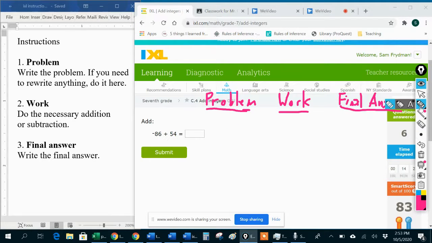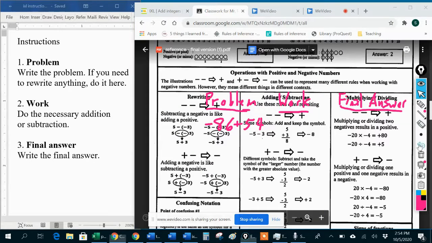Okay, I'll do this one and then skip to the next level. Negative 86 plus 54. Okay, so I have nothing to rewrite here. These symbols are not right next to each other. I'm only going to rewrite if the symbols are right next to each other. Since my first number is a negative number, it is important for me to remember these rules over here.